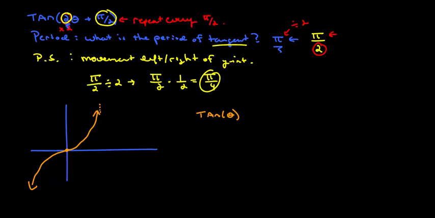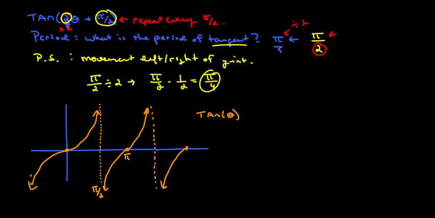It has a vertical asymptote when tangent is undefined, and tangent is undefined at pi over 2. And so then it's also going to have another 0 value here at pi. It's going to go like this. Okay, and so of course, if we kept going with this guy, it would look like this, and on this side we can keep doing this for as long as we want.